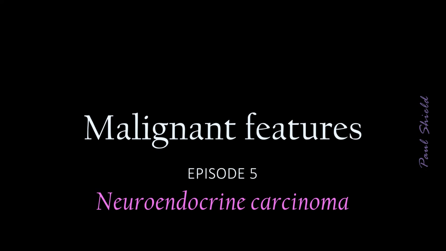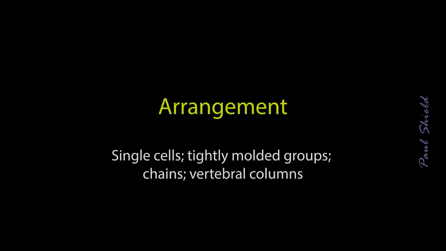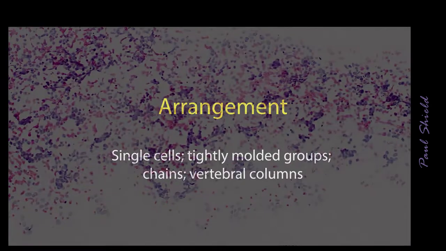These arise from the diffuse neuroendocrine system and include a spectrum of different tumours, but we'll look at the generalised features, and we'll be looking at lymph nodes, the usual basic features. These cells are carcinomas, so in arrangement they tend to form groups, but they also often have single cells. They have very tightly moulded groups, and they often form chains or vertebral columns, linear arrangements of nuclei, which I'll show you.